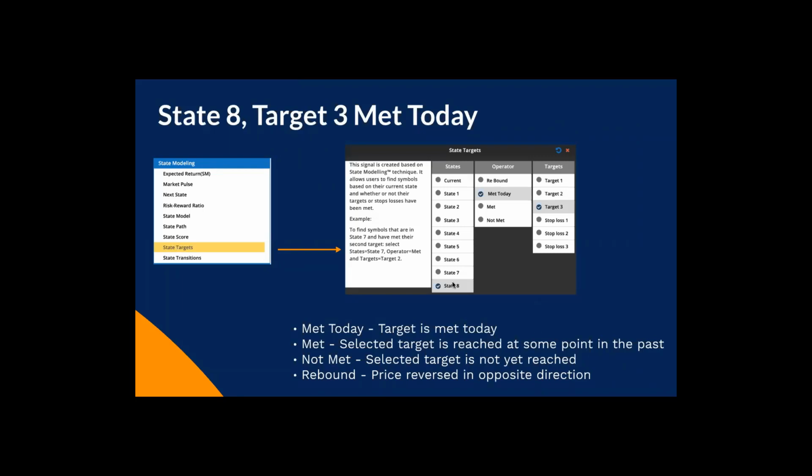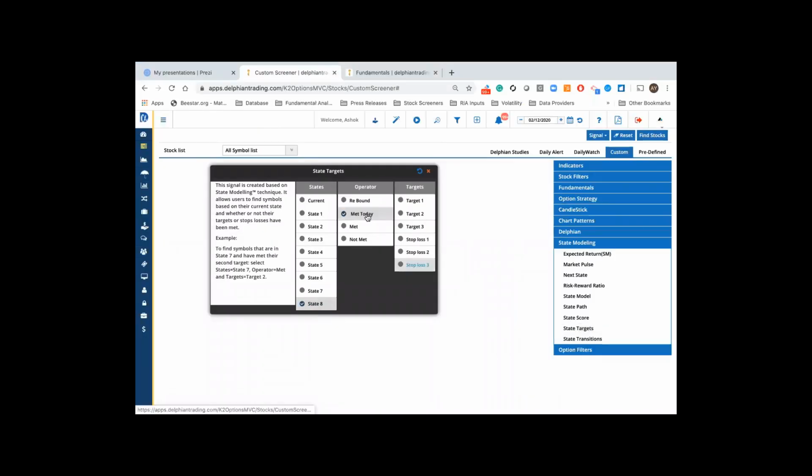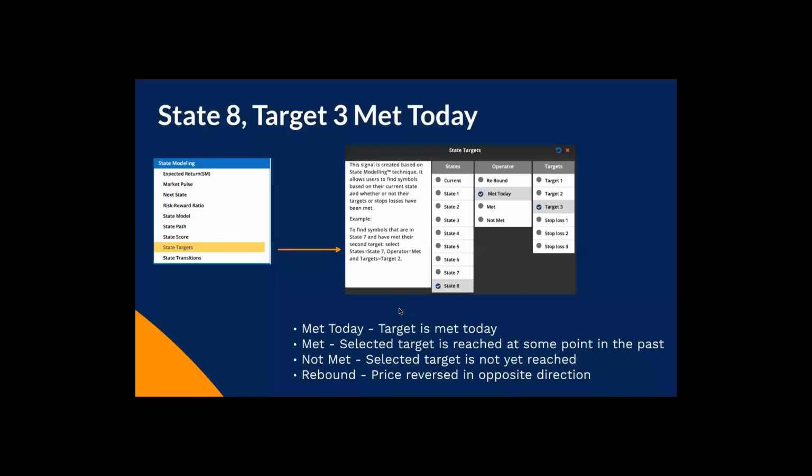Here you have to tell the system what state you want to look at, and here I want to look at state 8, and I want to look at met today. Met today means today the target price has been met. We all know state modeling has 3 targets: target 1, target 2, target 3. State 8 means the downward target. So if I am predicting state 8 at $100, target 3 is at $90. If the stock price hits $90 today, that is state 8 target 3 met today. Clear?